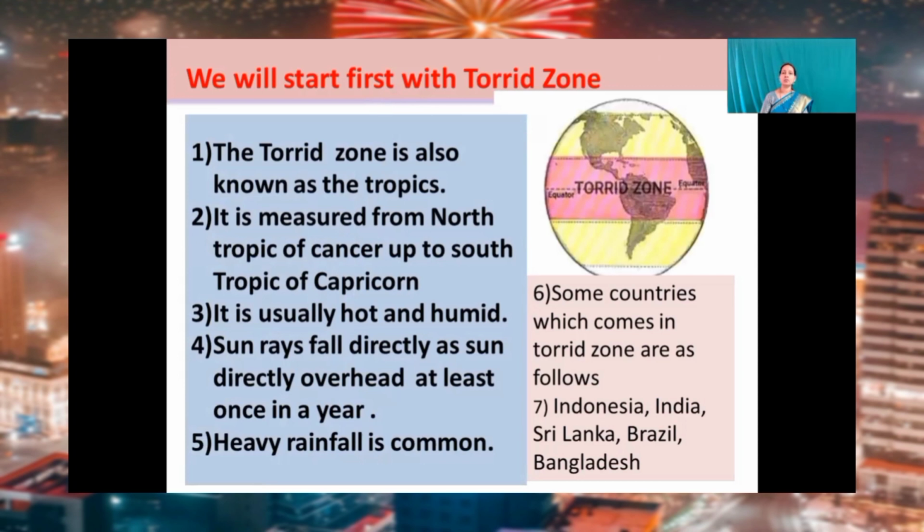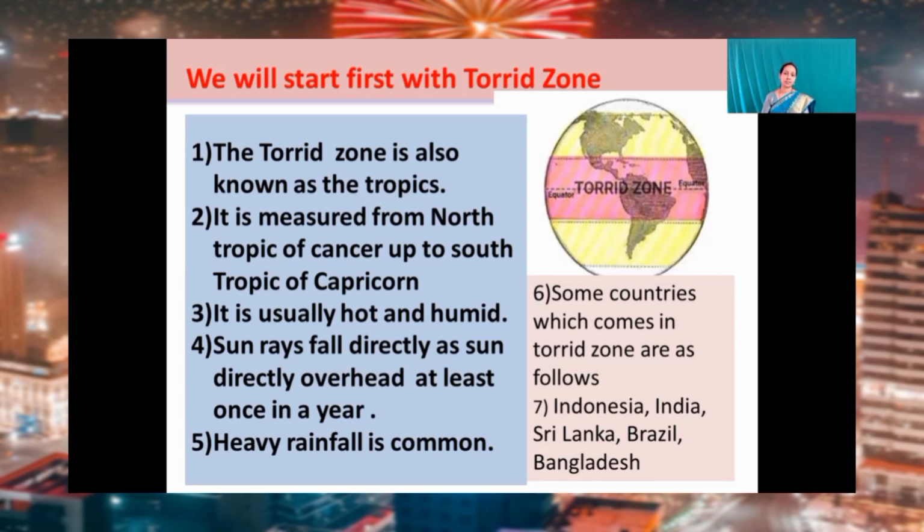We will start first with the torrid zone. The torrid zone is also known as the tropics. It is measured from the North Tropic of Cancer up to the South Tropic of Capricorn. It is usually hot and humid. Sun rays fall directly as the sun is directly overhead at least once in a year.